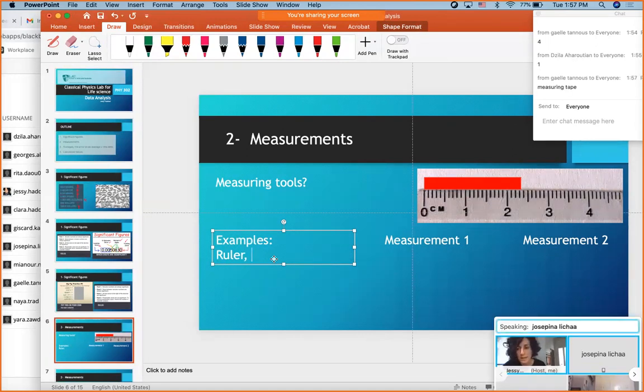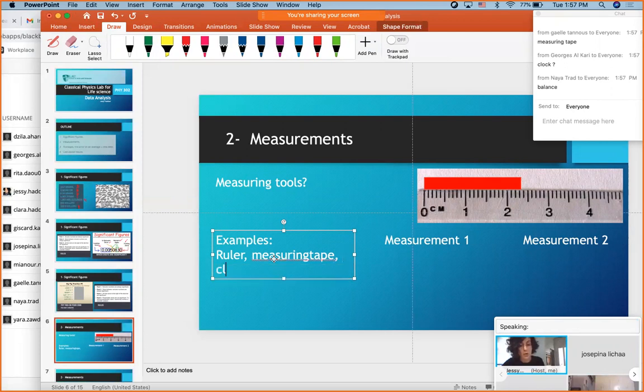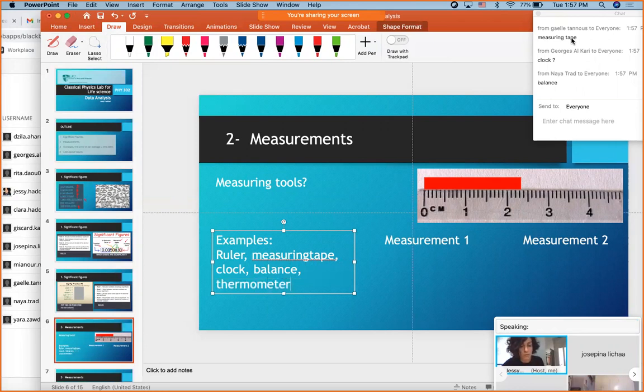Probably Yara can help. Measuring tape, clock. I like this. I just read in the chat. So measuring tape is also a measuring tool. The clock could be a measuring tool. The balance, you mean the bathroom scale? Yes, it's a measuring tool. I used a thermometer in my car. It's a measuring tool. What else? A spoon is a measuring tool while doing coffee. Anything else you'd like to add?